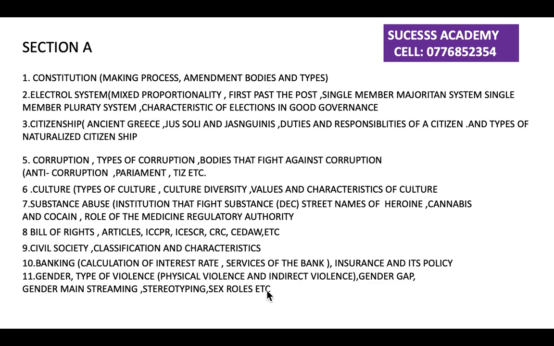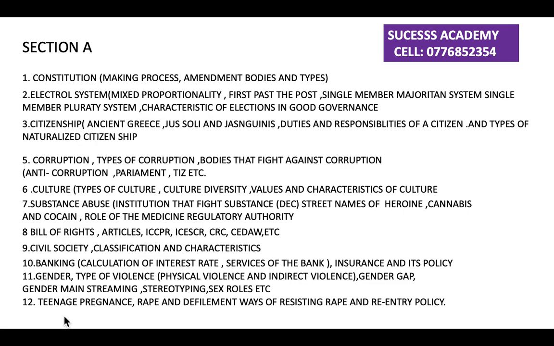And then moving on to question 12. For question 12, you have to know teenage pregnancies. You have to know exactly the difference between rape and defilement, and ways of resisting rape. And then we have the re-entry policy. You have to know the importance of the re-entry policy, and also the reasons against the re-entry policy. So you have to take note of this. You have to look for notes on these things as you are preparing for studies.